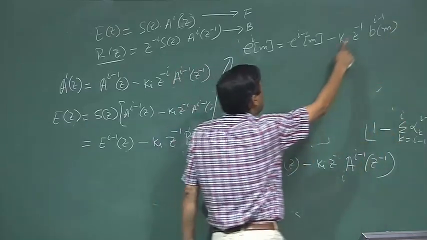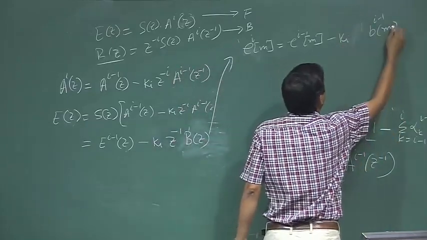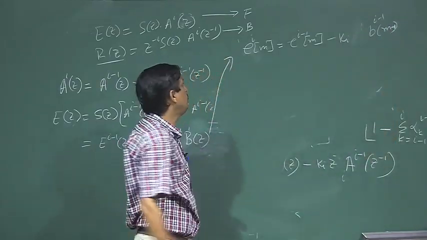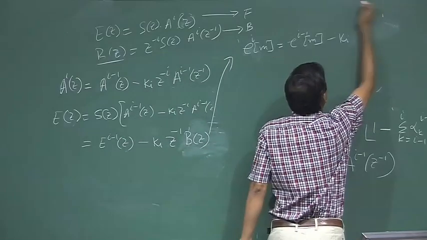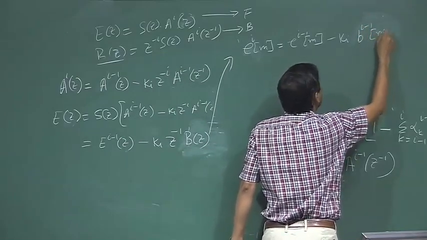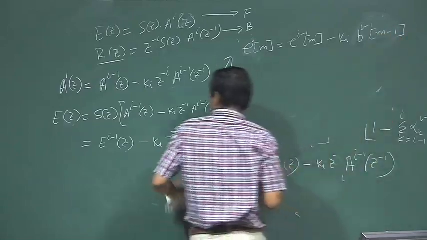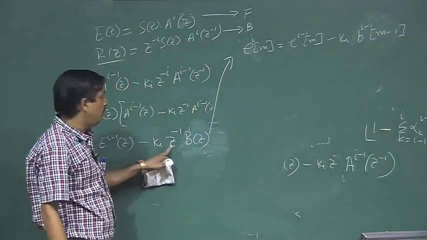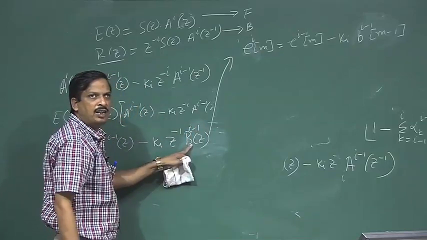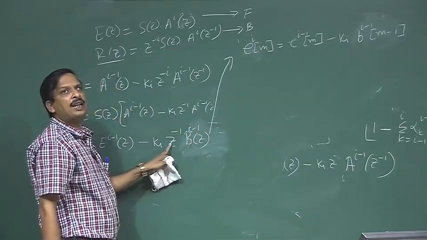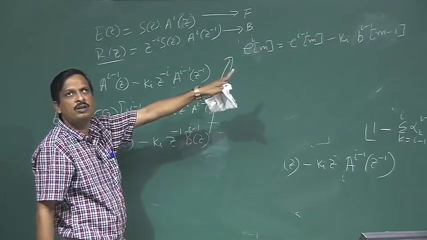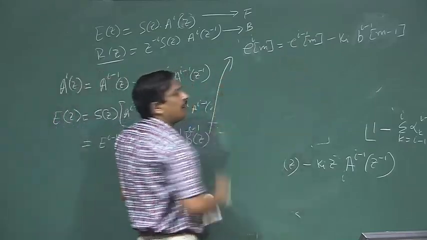Since z to the power minus 1 is there, I can write minus 1 here. So I can write clearly B i minus 1 m minus 1, because z to the power minus 1 is there. So B i minus 1 m has a one sample delay, B i minus 1 m minus 1. So this is the forward prediction error.